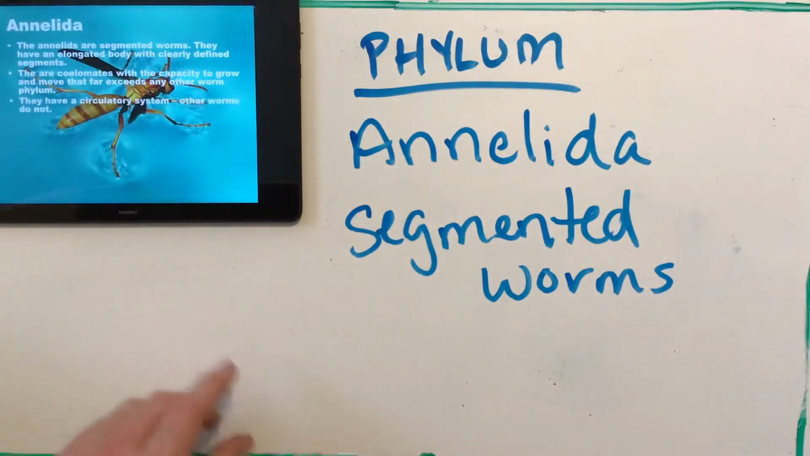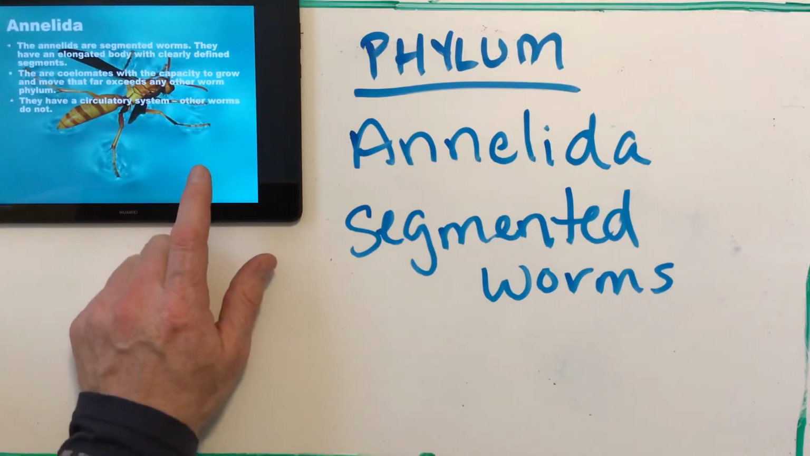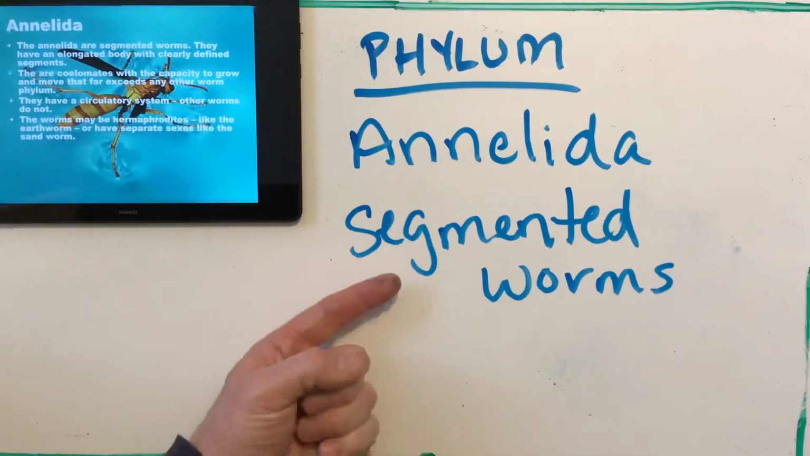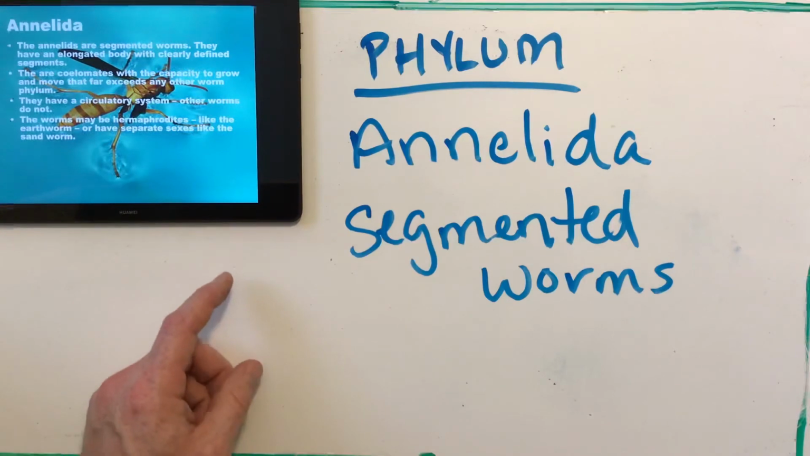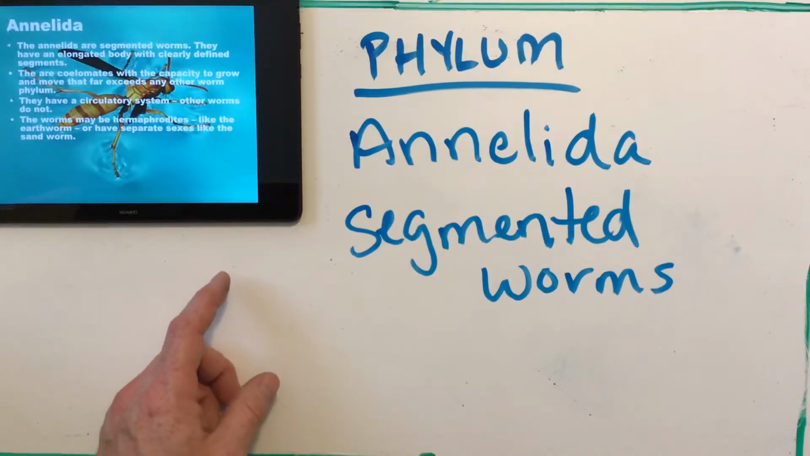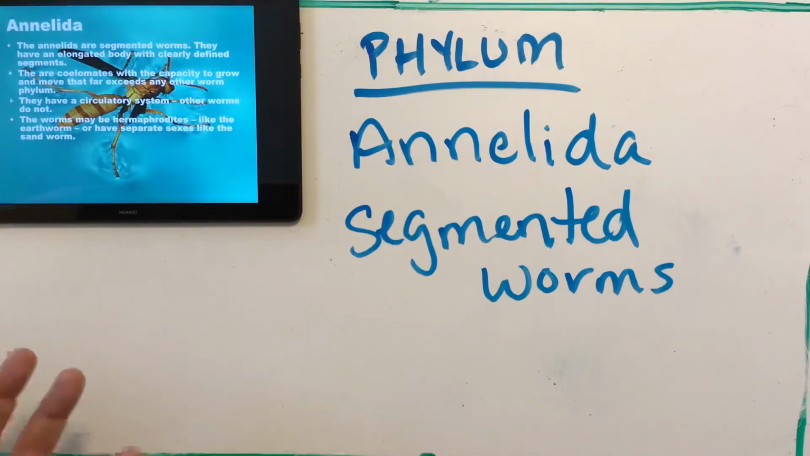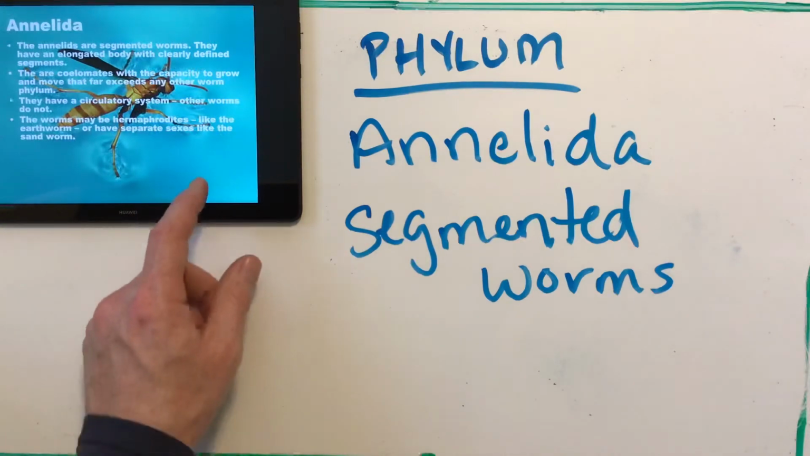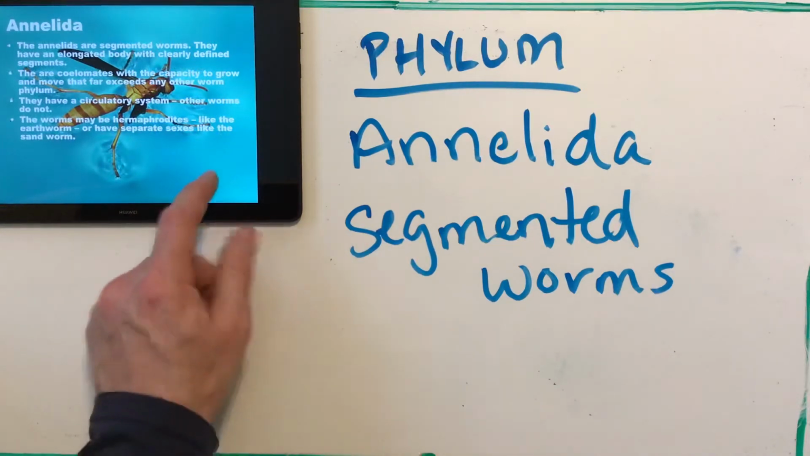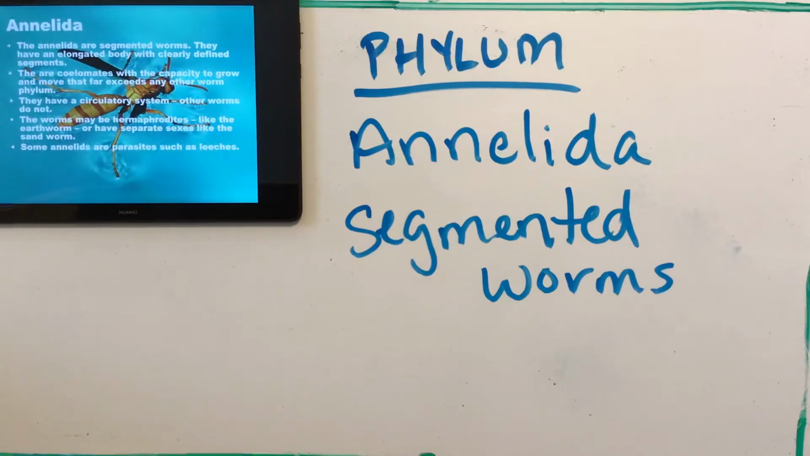We didn't cover that. They have a circulatory system. Other worms didn't. They tend to be a lot larger than the other ones. They can be hermaphrodites, which means they contain both the ability to make sperm cells and egg cells, or they can have separate sexes. Some annelids are parasites. A leech is an annelid, and it's an ectoparasite, which means it attaches to the outside of the body and then bores a little hole in you and starts to drink your blood.